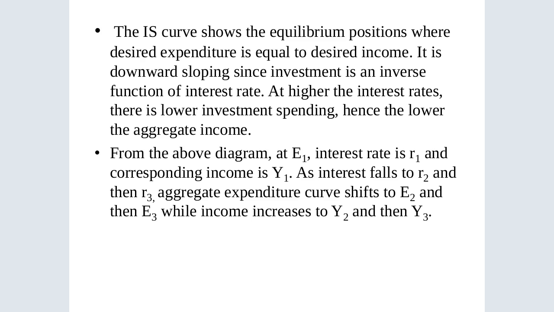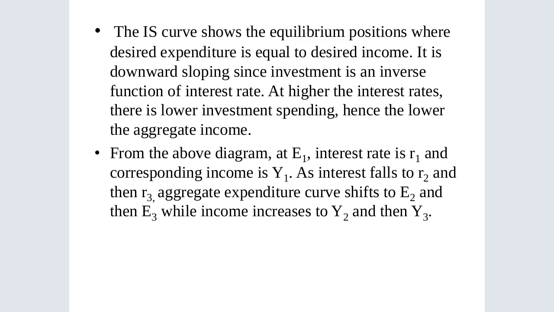Now the IS curve shows the equilibrium position where the desired expenditure equals the desired income. It is downward sloping since investment is an inverse function of the interest rate. So at higher interest rates, there is lower investment spending, hence lower aggregate income.